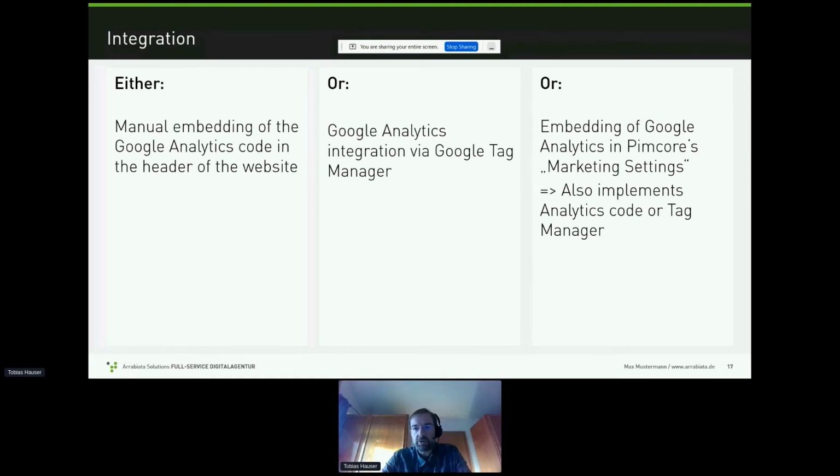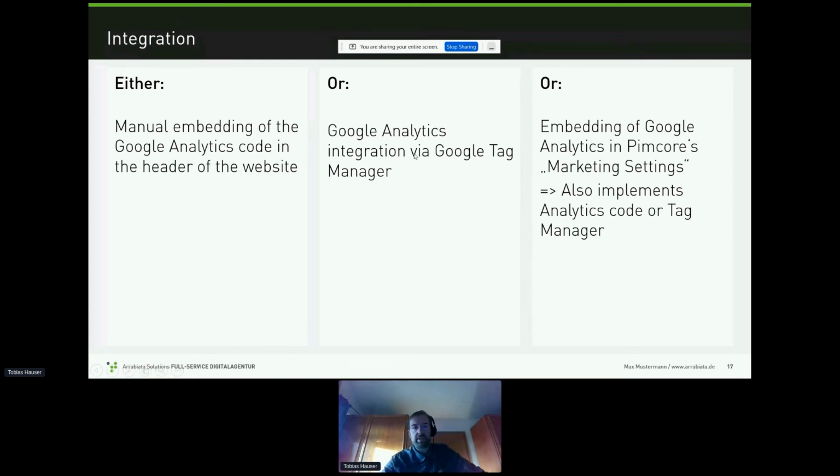And the third option is embedding it via the marketing settings in Pimcore. That in the background also implements analytics code in the template or the tag manager. So from a technical perspective, it remains the same. Implementation of the analytics code in general is no effort.